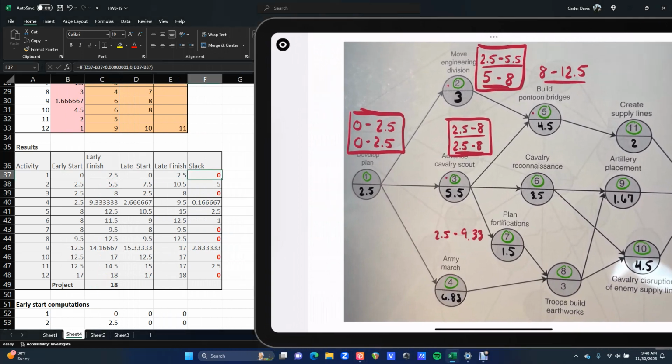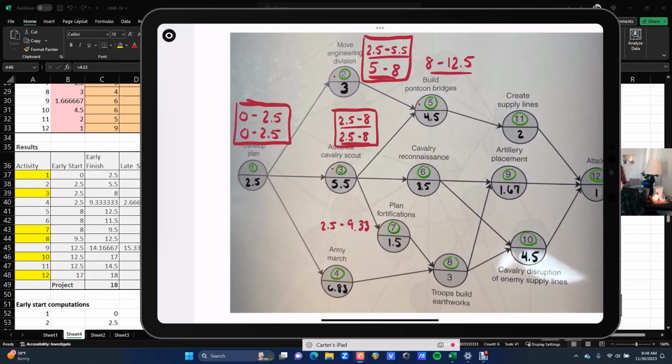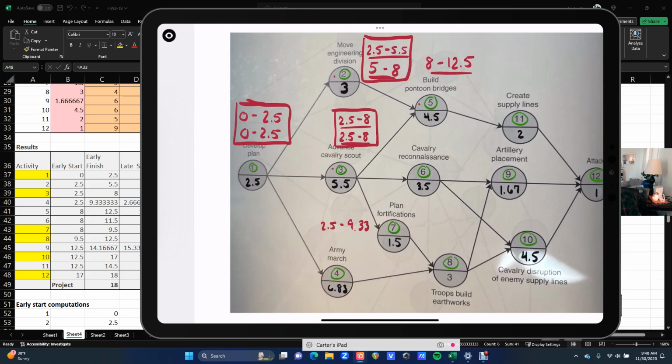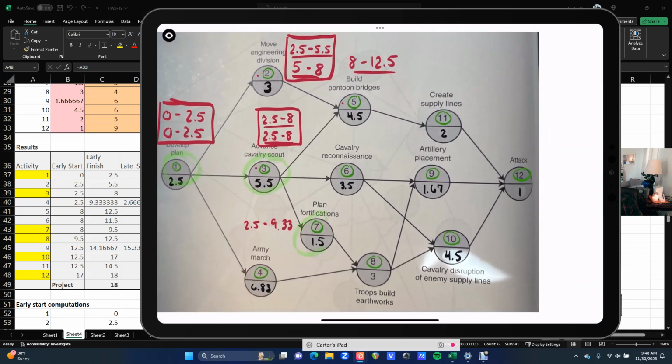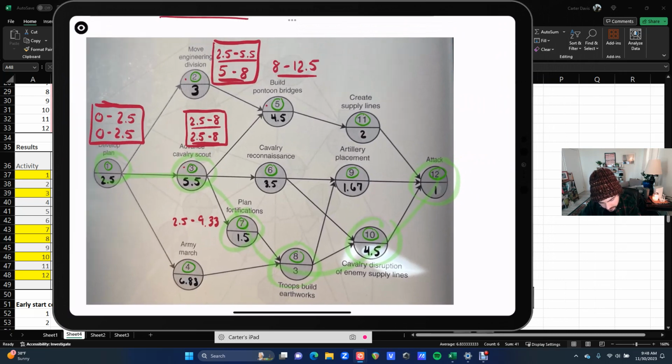So notice here, whichever ones have a slack time of 0 are your critical activities. So let's see if we can highlight these. 1, 3, 7, 8, 10, 12. Those are your critical activities. Let me see if I can highlight them on here too. So the path I've highlighted here, 1, 3, 7, 8, 10, 12. That's the critical path.